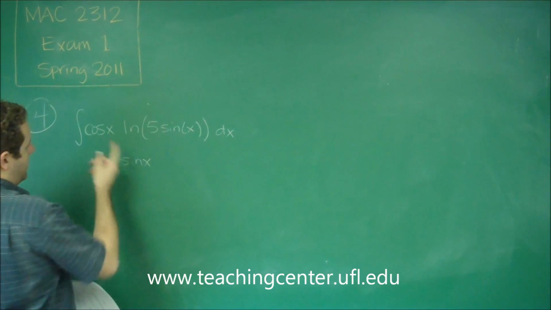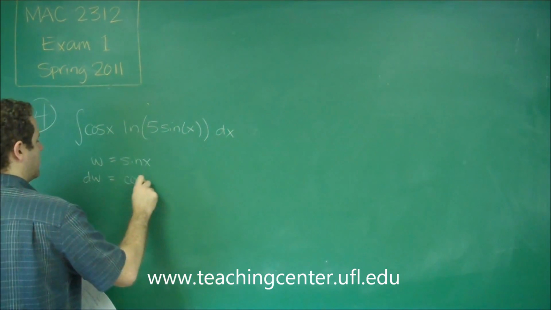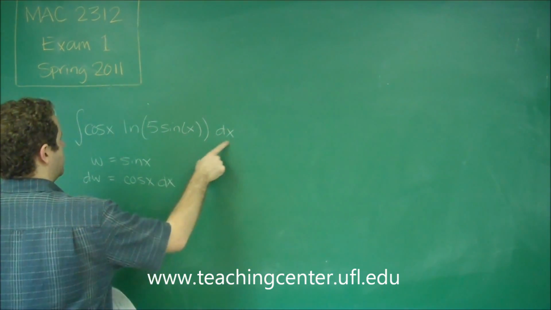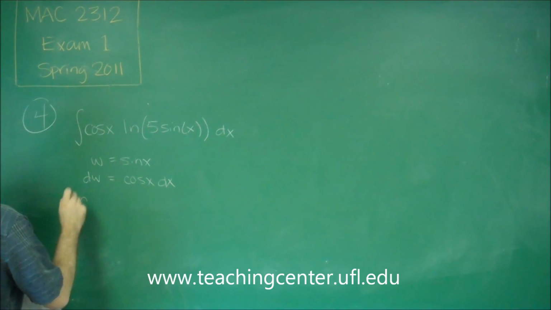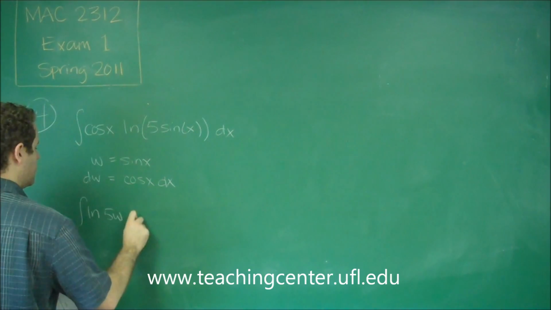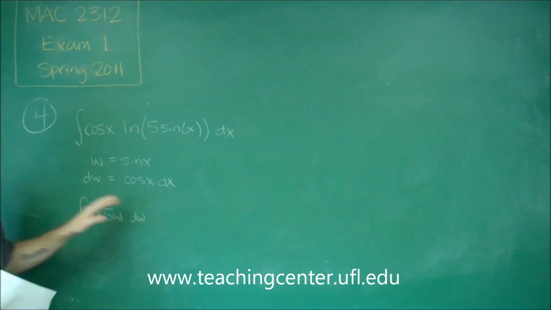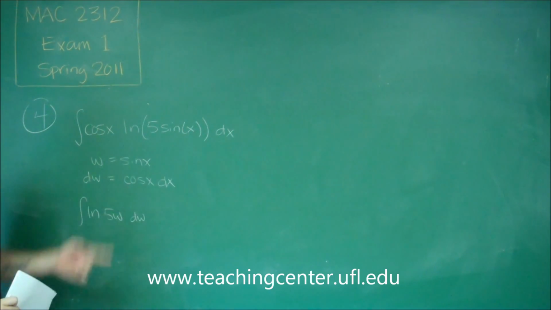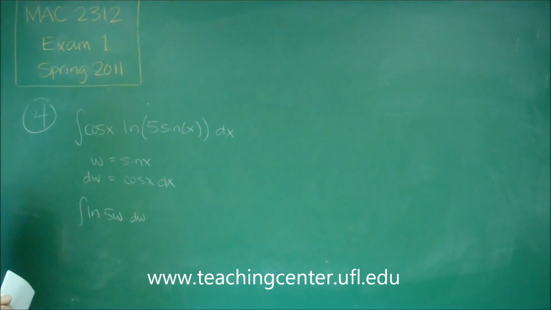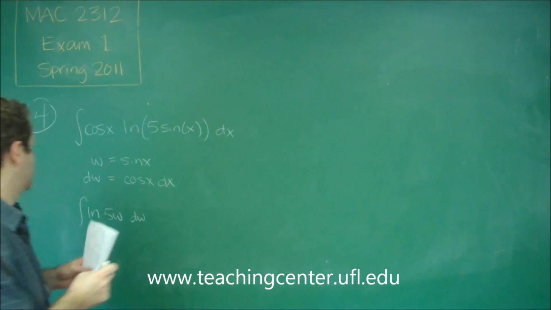I want to do that because we have a cosine x here. So dw equals cosine x dx. You can see here then we just get the integral of ln 5w dw. The cosine x dx just becomes dw, and instead of sine of x we just have w. So we have ln of 5w. So to integrate a natural log we have to do integration by parts.